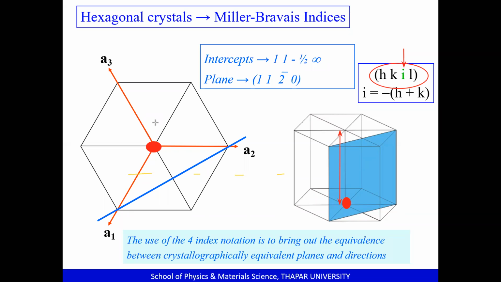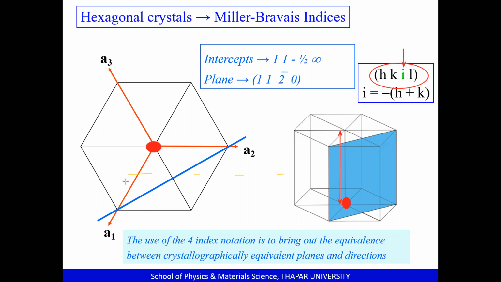Now, you might have a question whether I should always start from here as A1, or I can define here as A1, or maybe here as A1. So you can define any position within the basal plane as your A1 or A2 or A3. The only restriction is they should be inclined to each other at 120 degrees.